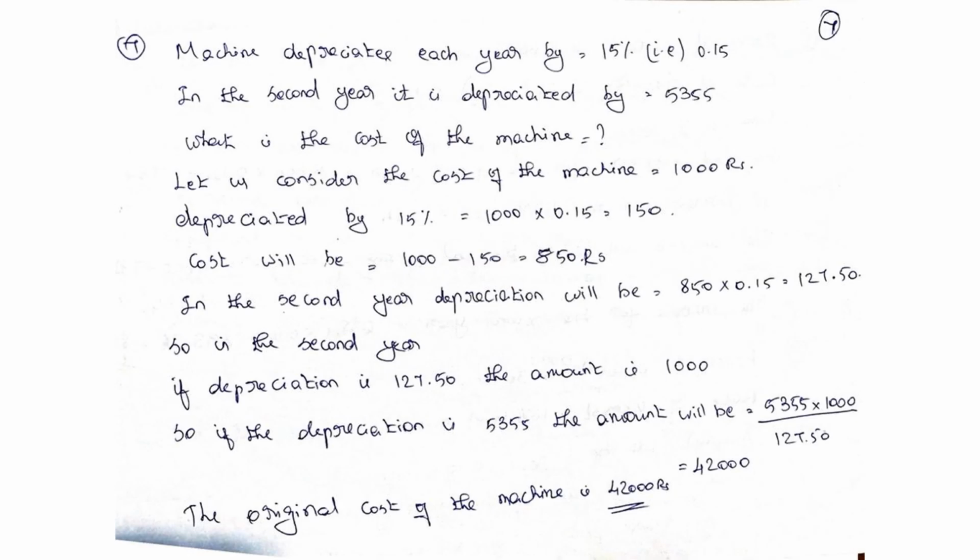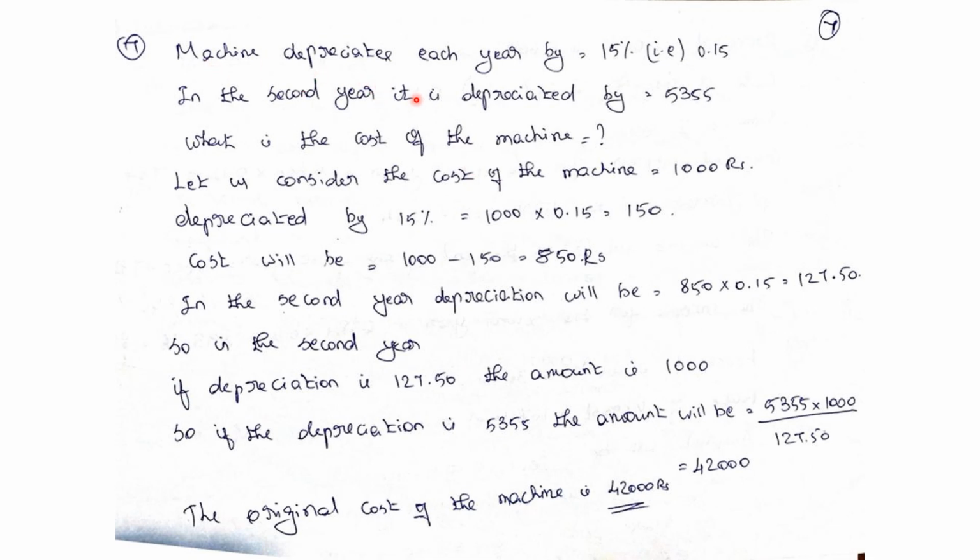Seventh sum. A manufacturer estimates that his machine depreciates by 15% of its value at the beginning of the year. Find the original value of the machine if it depreciates by rupees 5,355 during the second year. We need to find out the original cost of the machine. We'll see how we can solve this one.